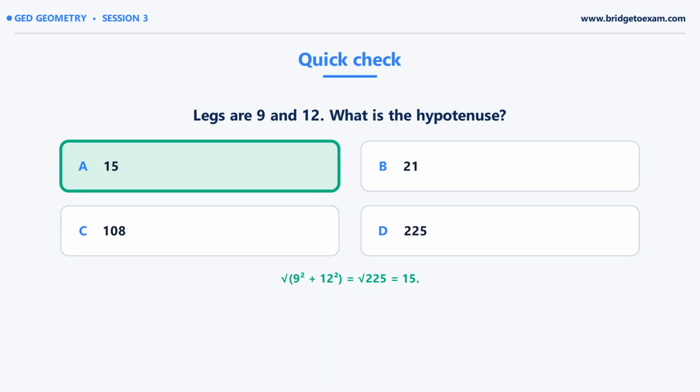A right triangle has legs 9 and 12. Square and add: 81 plus 144 equals 225. Take the square root. The hypotenuse is 15. It is longer than 12 and shorter than 21, so it also passes the reasonableness check.